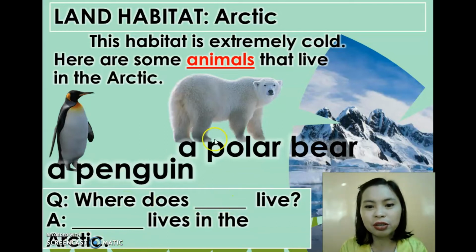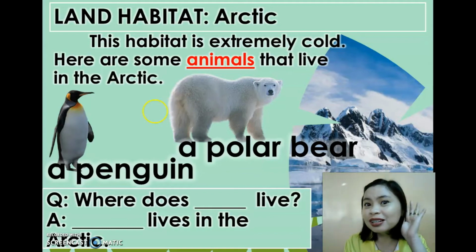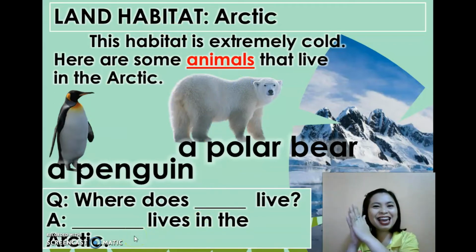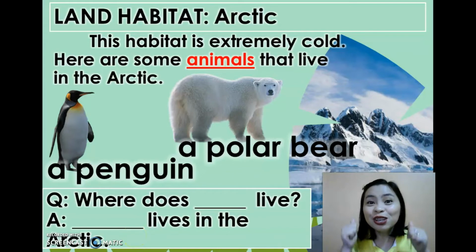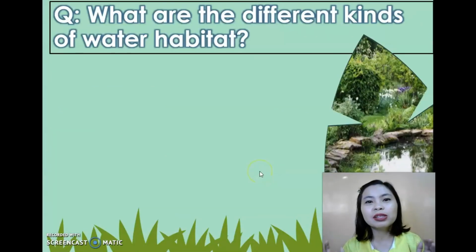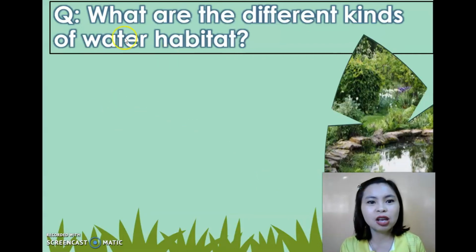How about the other animal? Where does a polar bear live? Where does a polar bear live? Your answer? Arctic. Yay! So see, you learned something today. Good job! Next, we are going to study the other group of habitat, and that is water habitat.